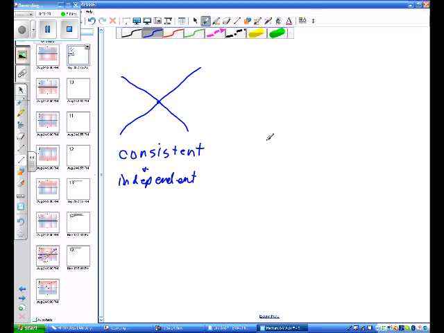Now, another possibility when you have two lines is that they will be parallel to each other. In this case, it's not exactly parallel, but they're going to be parallel to each other. In this case, there is no solution. There is no point that will make them both true. So we have no solution. And when we talk about the type of system, this is a system that is inconsistent.